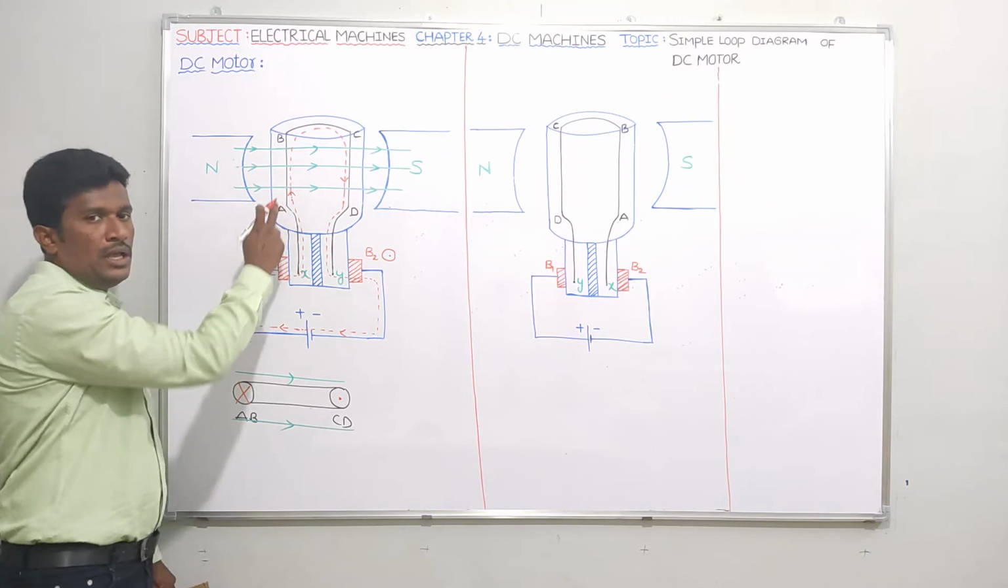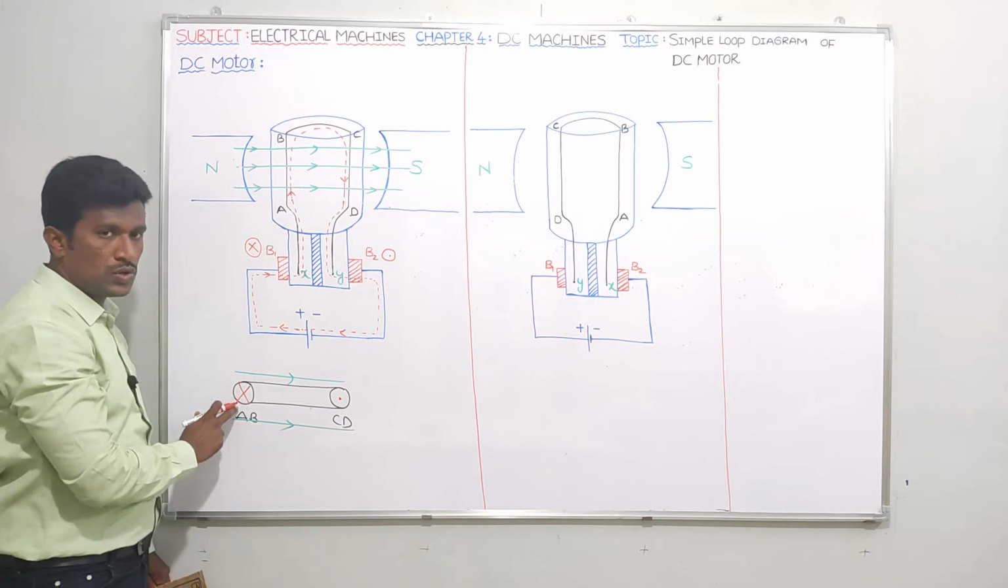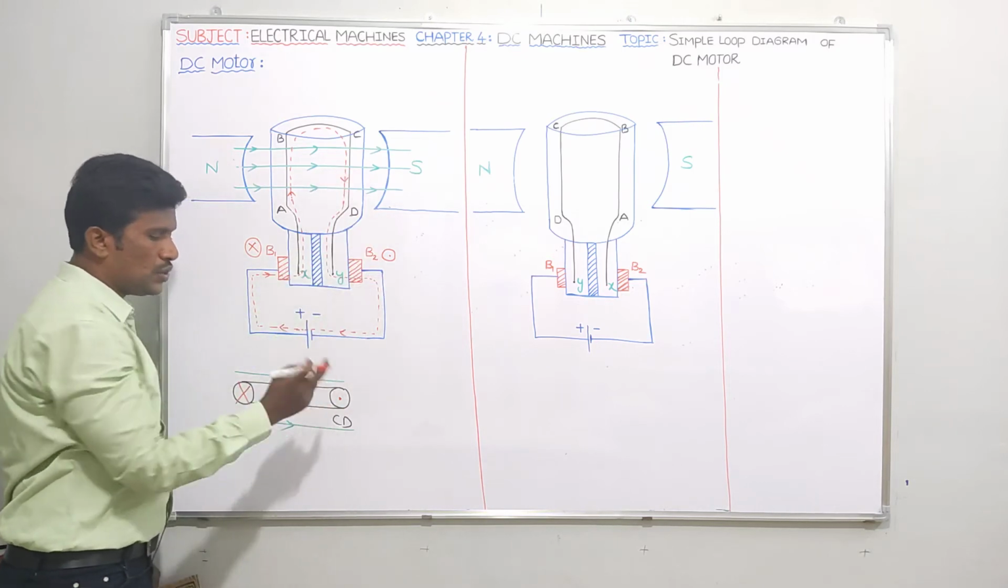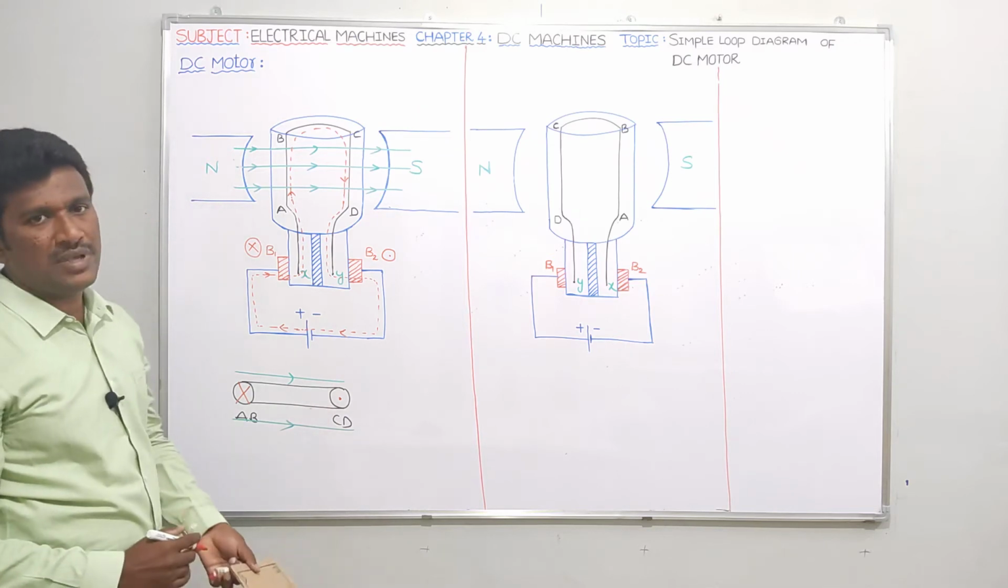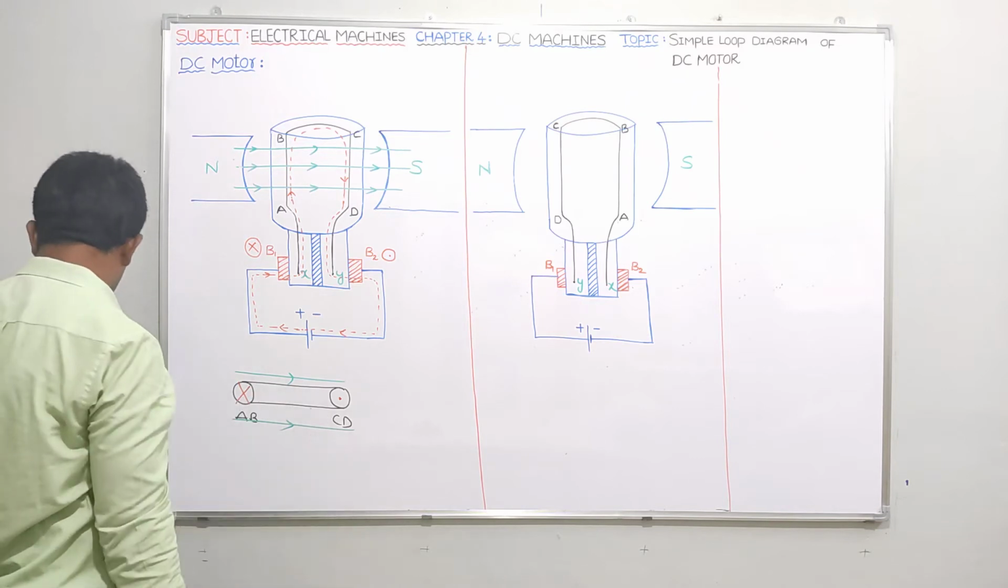Direction of current in the AB conductor is nothing but cross. Yes, I just wrote it here. Direction of current in the CD conductor is nothing but dot. I just showed it here. That's it. Now simply apply Fleming's left hand rule and tell me the direction of force experienced at the AB and CD conductors.